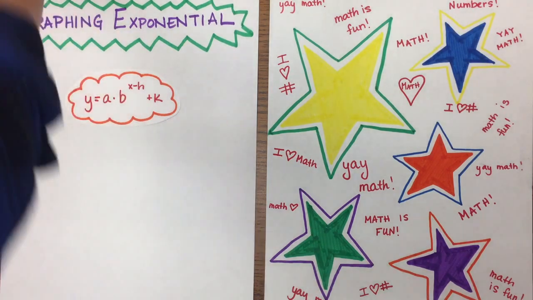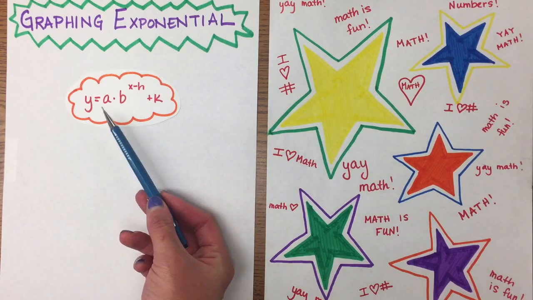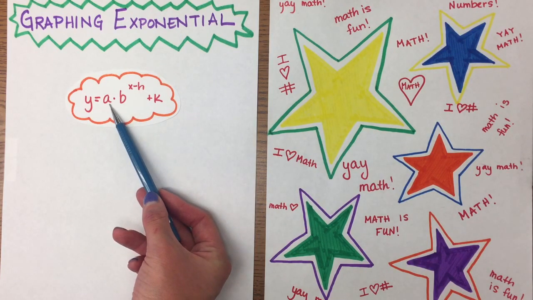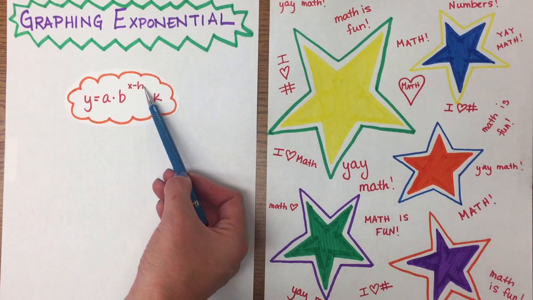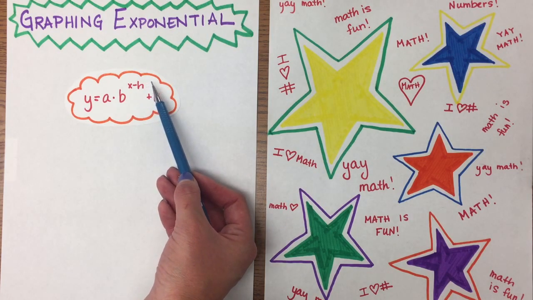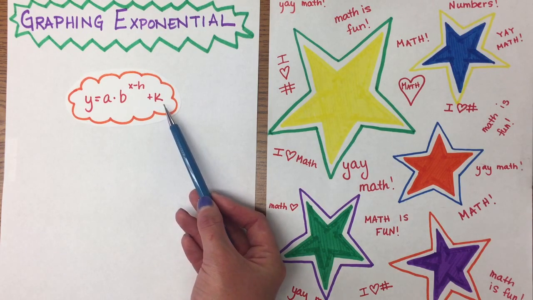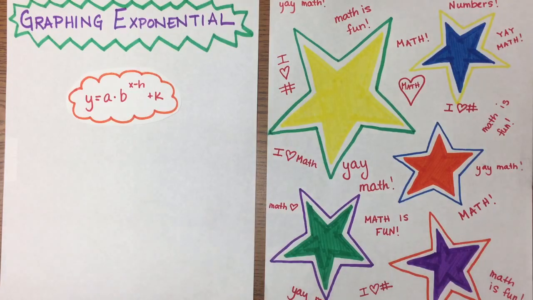A will be a vertical stretch or shrink. It's also going to be a reflection over the x-axis if it's negative. H will be a horizontal shift right or left. So x minus 4 would be a shift right 4. K is a vertical shift up or down. So a positive K would shift our graph up, and a negative K will shift our graph down.